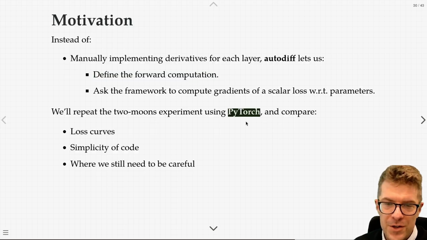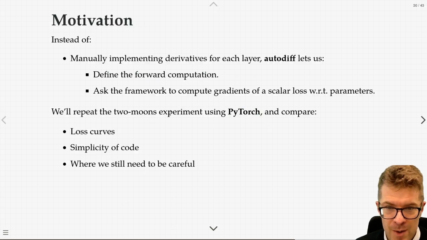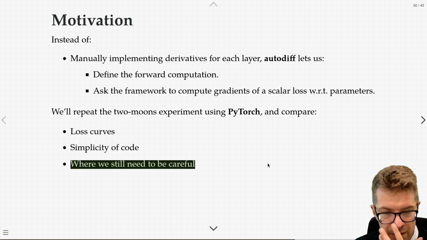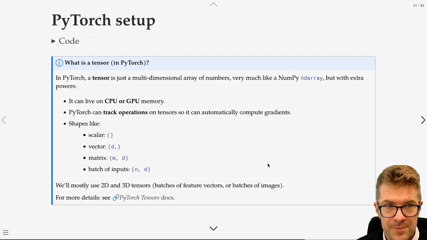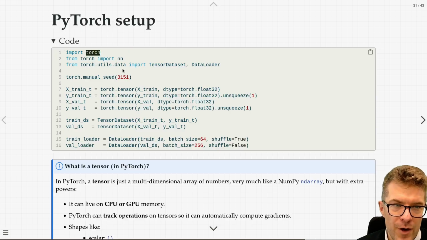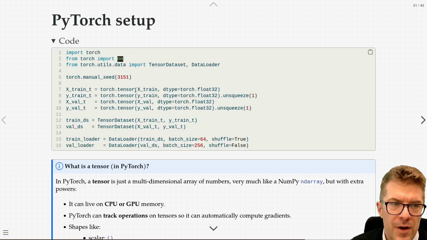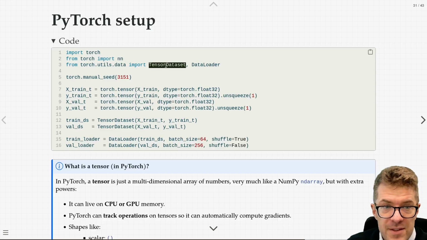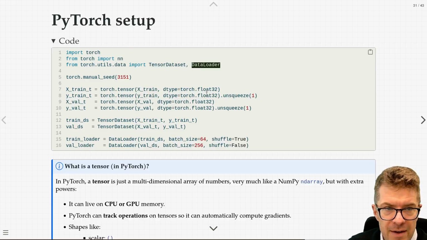And we're going to use PyTorch, which is also what your experience is likely to be like. We're going to again use the 2 moons experiment, and we're going to look at loss curves. We're going to look at simplicity of code, and we're going to flag where we still need to be careful. So we need to set up PyTorch. The first thing you have to do, of course, is pip install torch, which is the library for PyTorch. We're going to import the neural network component, and we're going to use this tensor dataset and a data loader.